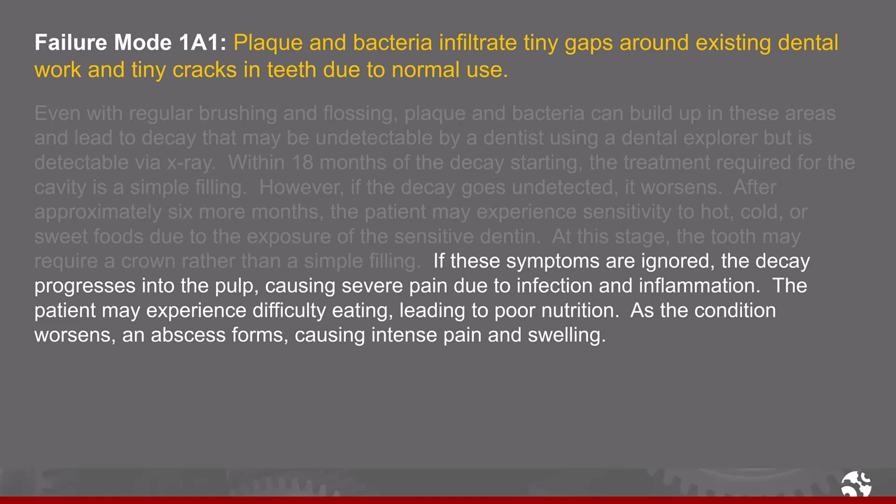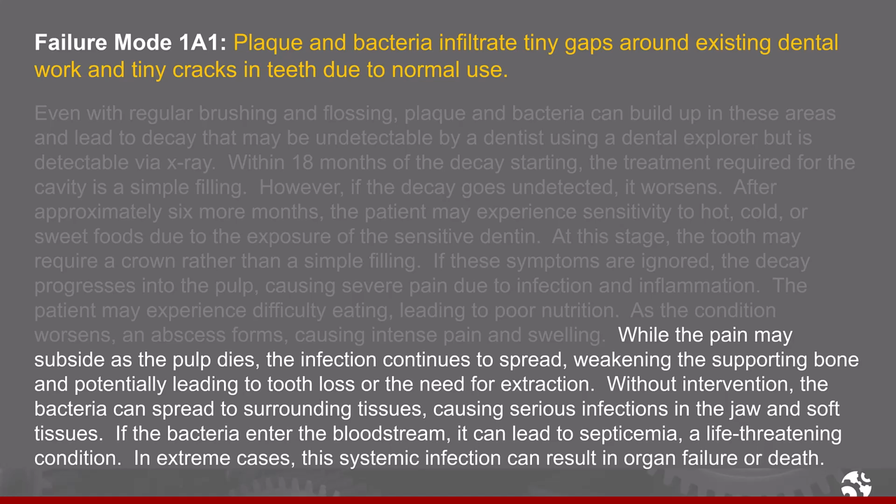As the condition worsens, an abscess forms, causing intense pain and swelling. While the pain may subside as the pulp dies, the infection continues to spread, weakening the supporting bone, potentially leading to tooth loss or the need for extraction. Without intervention, the bacteria can spread to surrounding tissues, causing serious infections in the jaw and soft tissues. If the bacteria enters the bloodstream, it can lead to septicemia, a life-threatening condition. In extreme cases, this systemic infection can result in organ failure or death.